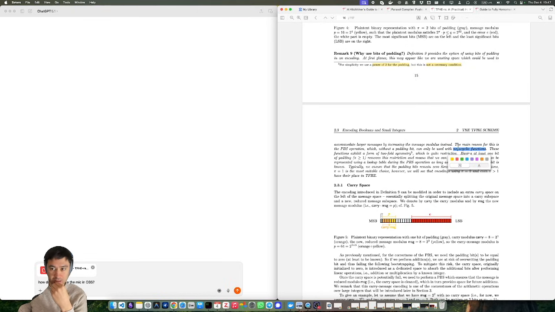I think negacyclics are when you have a quotient of x squared plus 1 instead of x squared minus 1, because x^n plus 1 equals 0 means that x^n equals minus 1 when you're trying to do the modular reduction when you're operating with these polynomials.